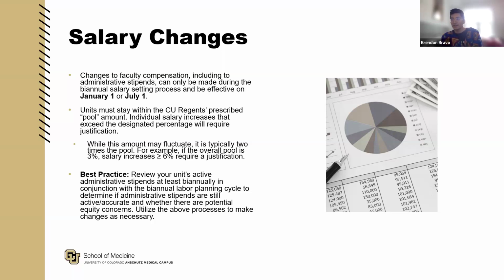And then a best practice tip: make sure you review your unit's active admin stipends at least biannually in conjunction with the planning cycle to determine if the stipends are still accurate and active, and whether there's potential equity concerns for those that are receiving those stipends, and then utilize the above processes to make any changes necessary.